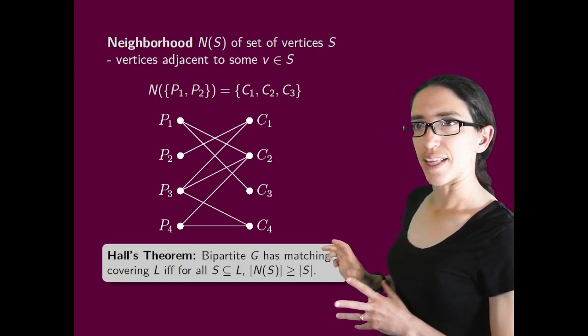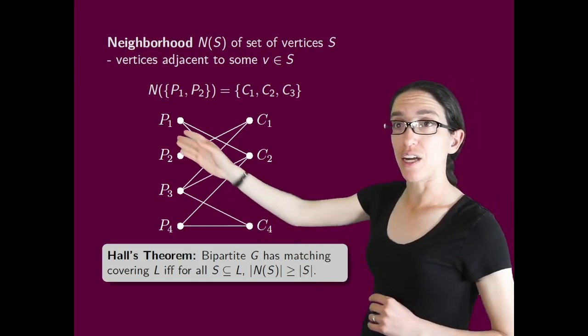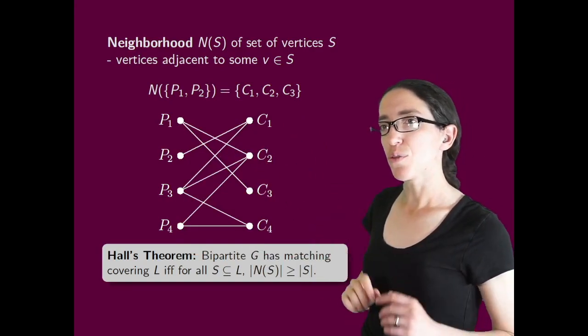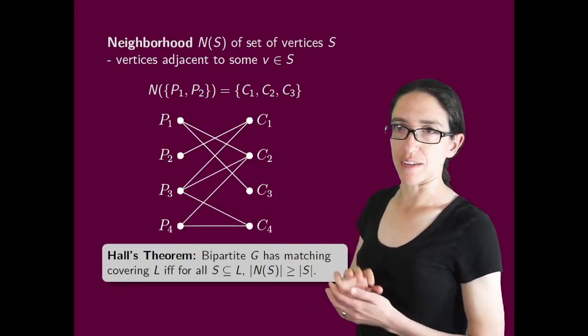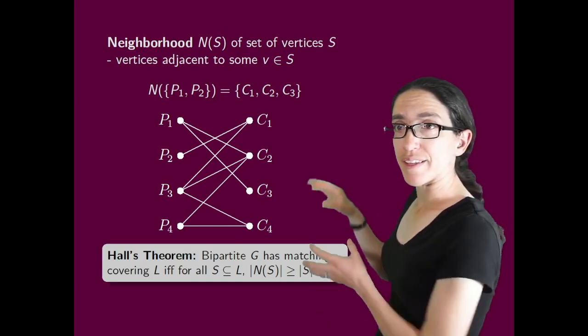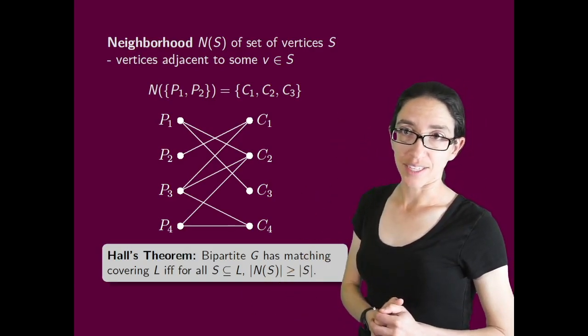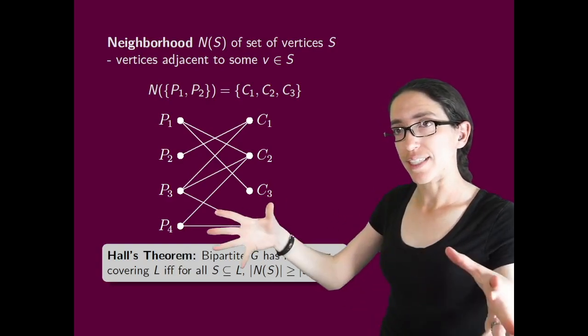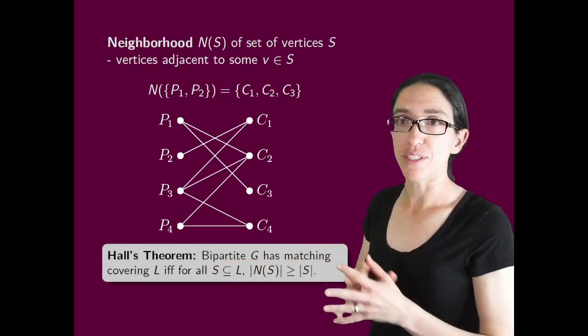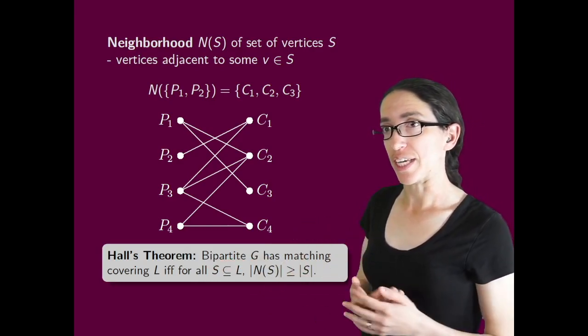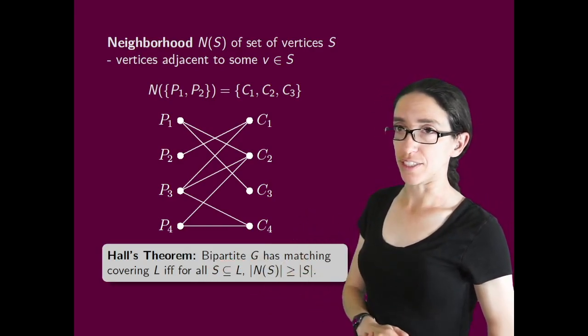Hall's theorem says that a bipartite graph has a matching covering the left set, so every left element is matched with something on the right, if and only if, for every subset S of the left set, like P1 and P2, the neighborhood has size at least the size of S. So in other words, the neighborhood has to grow, or at least stay the same size as you go to the right, and it can't get smaller, otherwise you get stuck. But that's actually the if and only if condition, that's all you need.